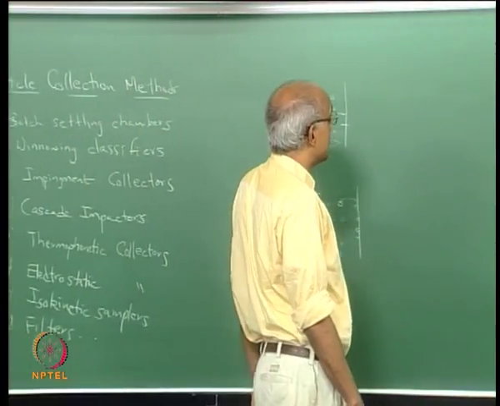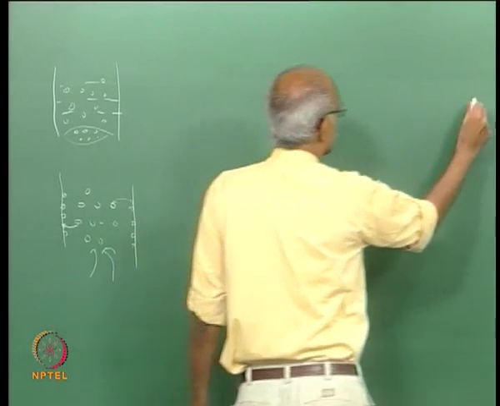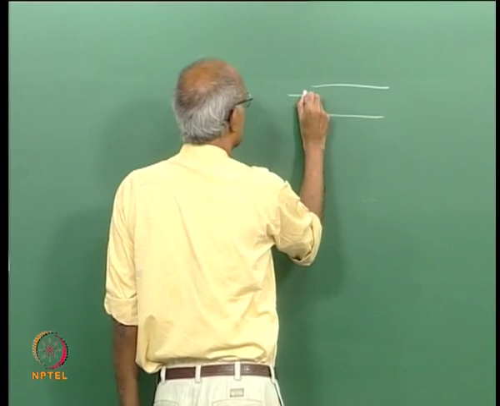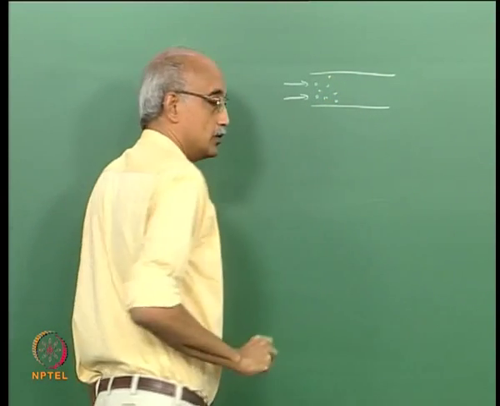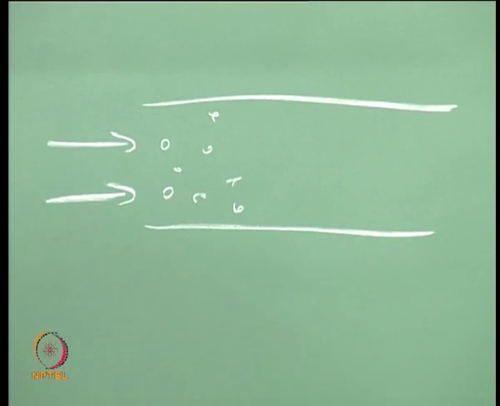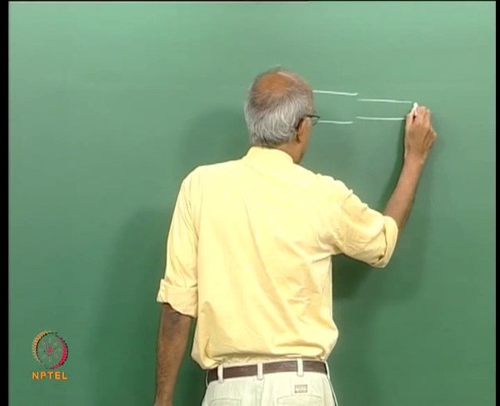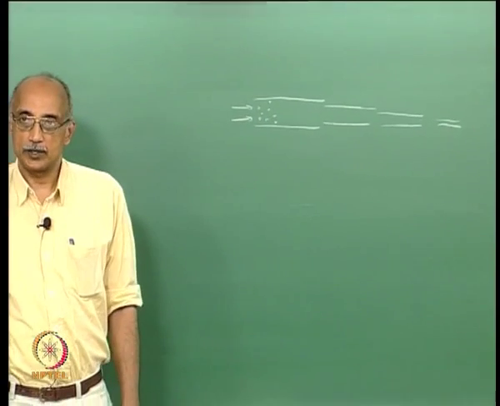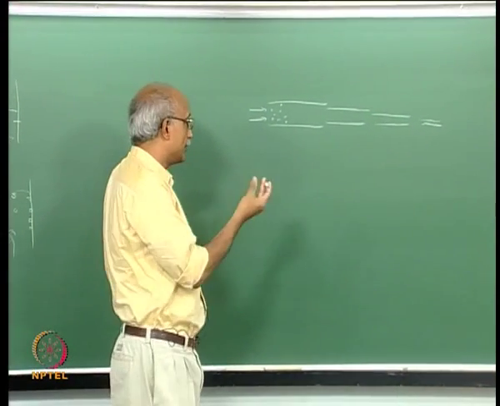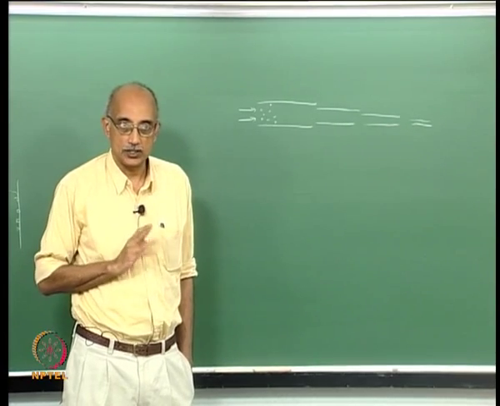The third technique, impingement collectors, is actually very similar in principle to the winnowing classifier. The difference is that in this particular case, let us say that you have air that is containing particles, you essentially accelerate it through a cylinder of a certain dimension, and then you take it through multiple stages, and at each stage the diameter becomes smaller and smaller. Okay? Now, what is the idea behind doing this? You maintain the same flow rate and you keep narrowing the diameter. What is going to happen? The flow velocity is going to keep increasing, right?